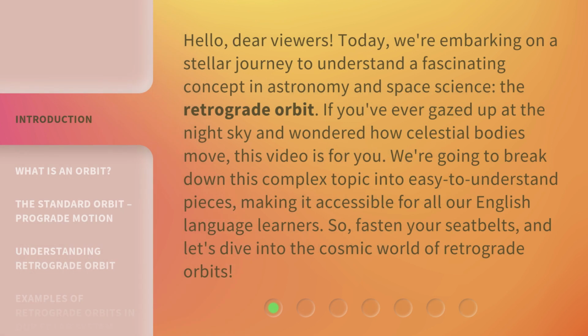Hello, dear viewers. Today, we're embarking on a stellar journey to understand a fascinating concept in astronomy and space science, the retrograde orbit. If you've ever gazed up at the night sky and wondered how celestial bodies move, this video is for you. We're going to break down this complex topic into easy-to-understand pieces, making it accessible for all our English language learners. So, fasten your seatbelts, and let's dive into the cosmic world of retrograde orbits.